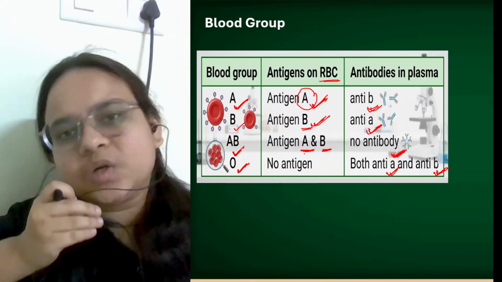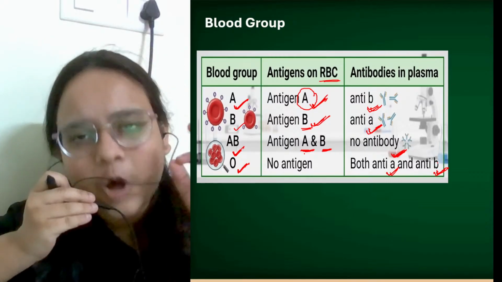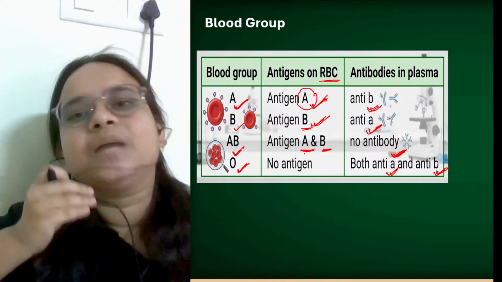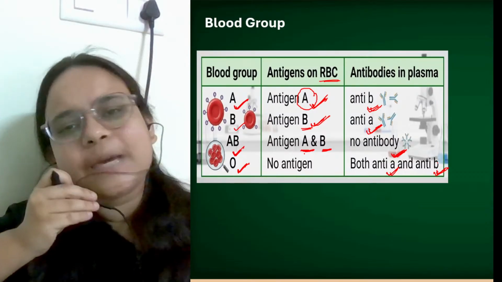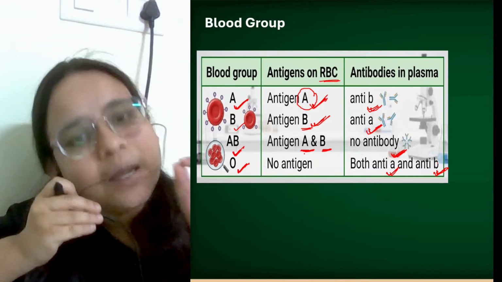This antigen only defines our blood group. Whatever antigen is present on our RBC will define our blood group. ठीक है, किसी के पास भी अगर एंटीजन B है तो उसका ब्लड ग्रुप क्या होगा, B ही होगा.